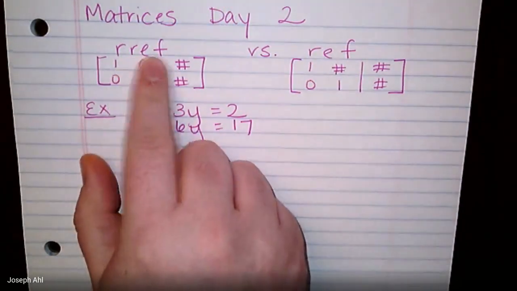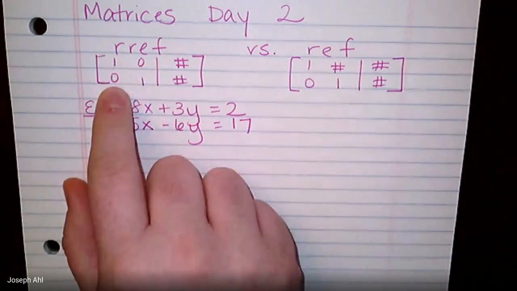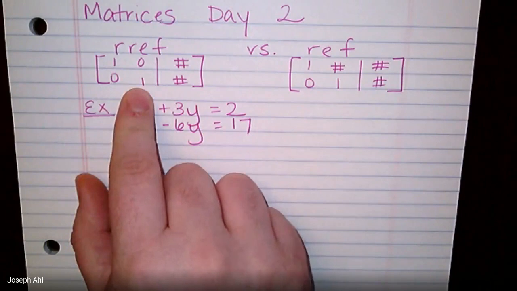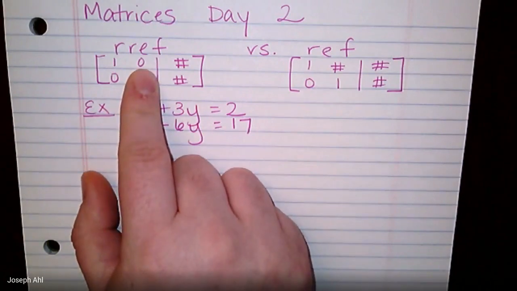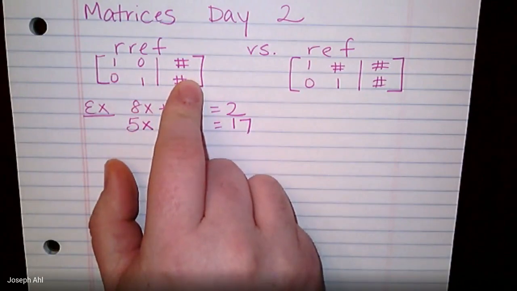Reduced row echelon form. That's the abbreviation RREF here. So we did the 1 in the top left corner, moved on to the 0, came across, made that a 1, finally went up and made that a 0. And once we did that, we very clearly saw what x and y were equal to.